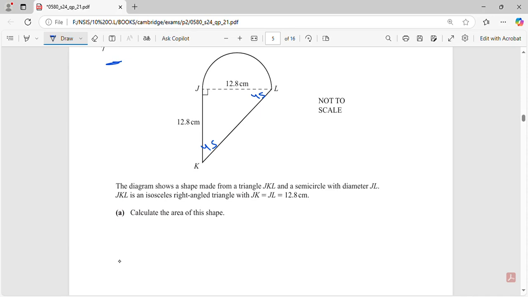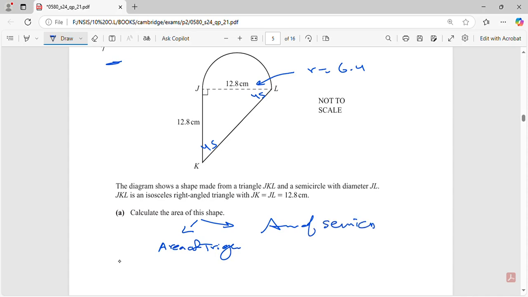Now he said that this semicircle has the diameter JL. This is the semicircle and this is the diameter, so the radius for this one will be 6.4. By the way, he asked me to calculate the area of the shape. The area of the shape consists of two parts. The first part is the area of the triangle, right? And the area of the semicircle.